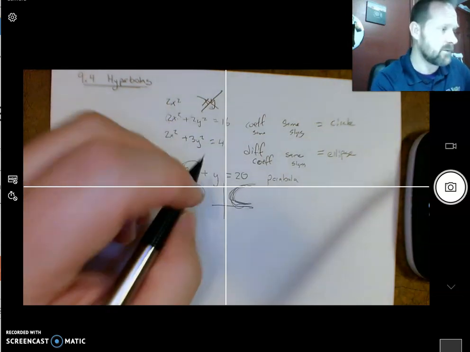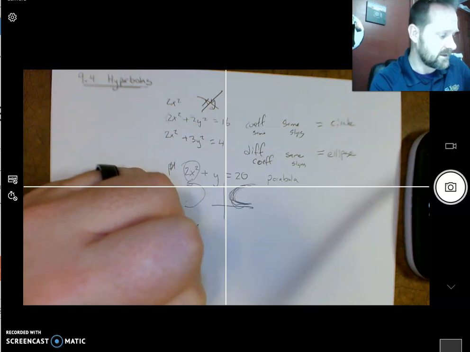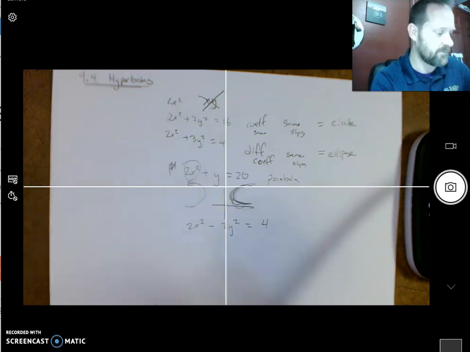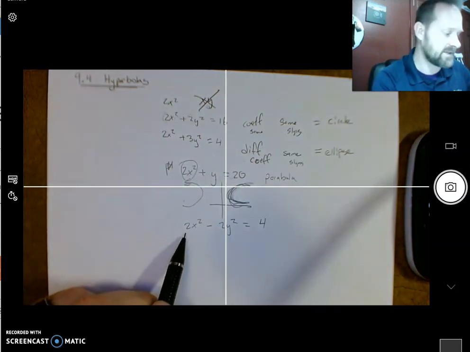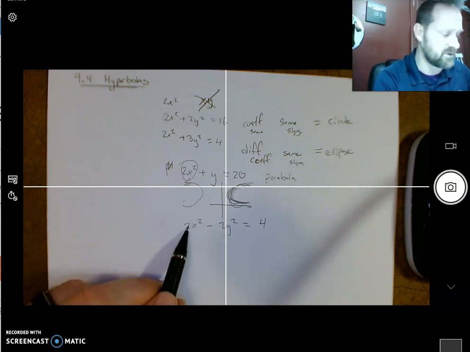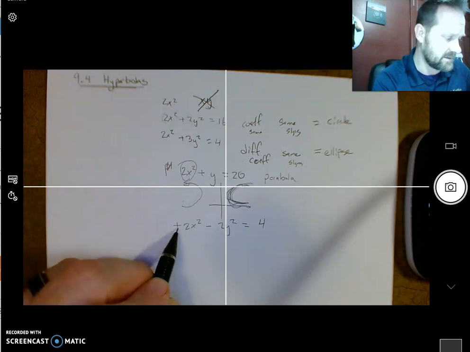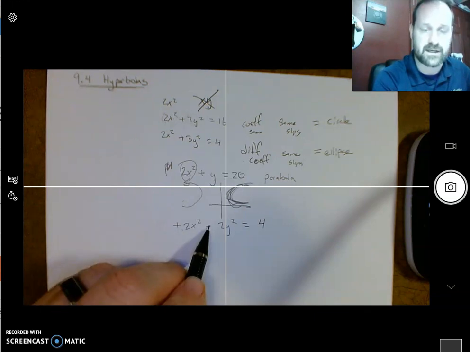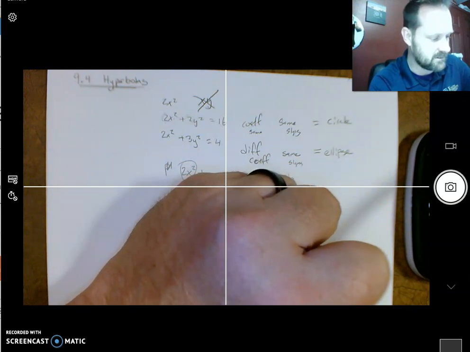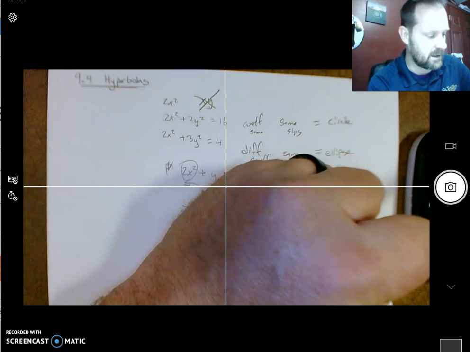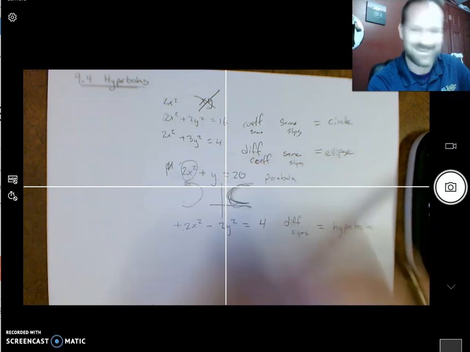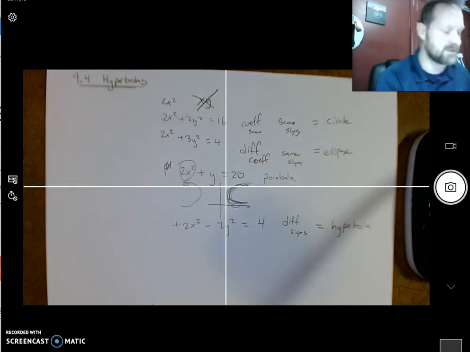Okay. Finally, the one we're learning today is, say you said something like 2x squared minus 2y squared equals 4, or something like that. They could have the same coefficient. Usually they don't, but they could have the same coefficient, but they have different signs. So this is a positive 2, and this is a negative 2. Okay, so different signs equals a hyperbola. Hyperbola. Okay. All right. Let's dive into this.